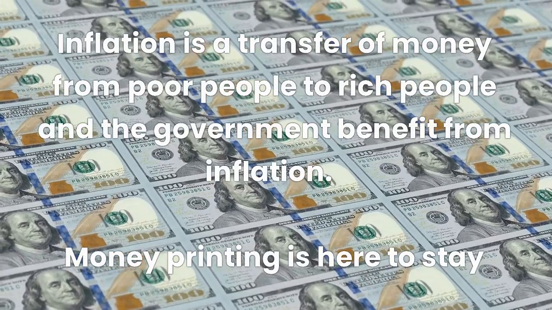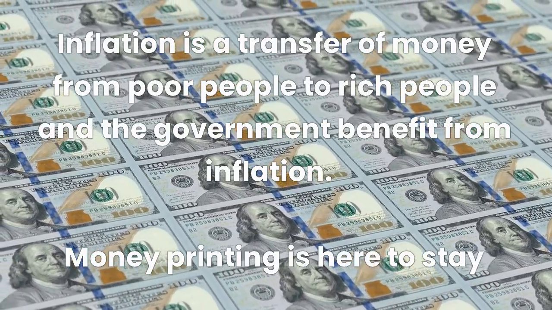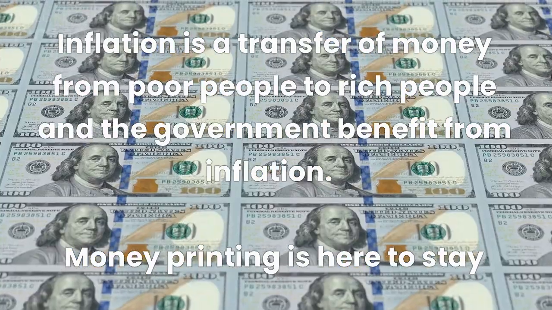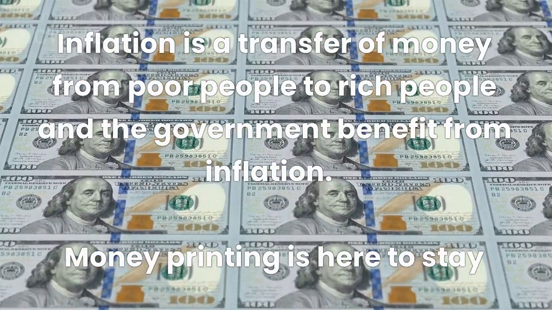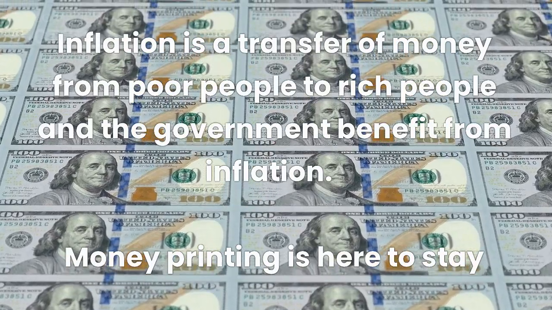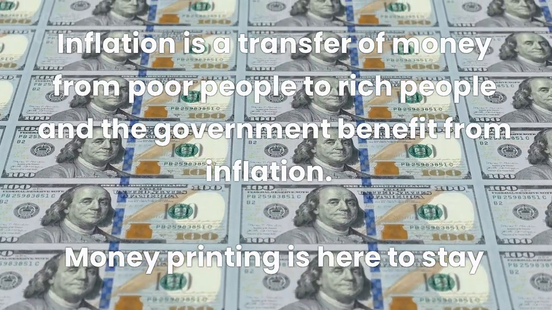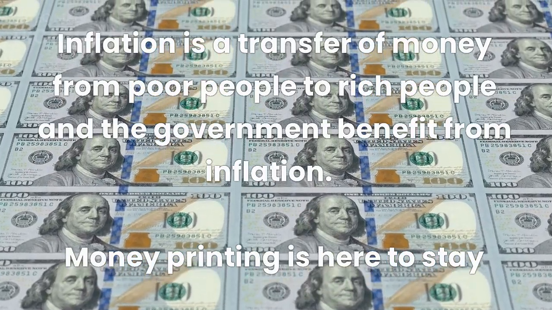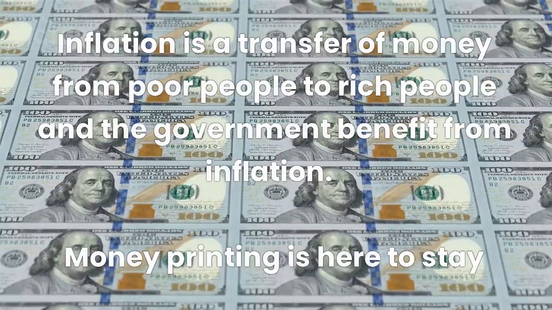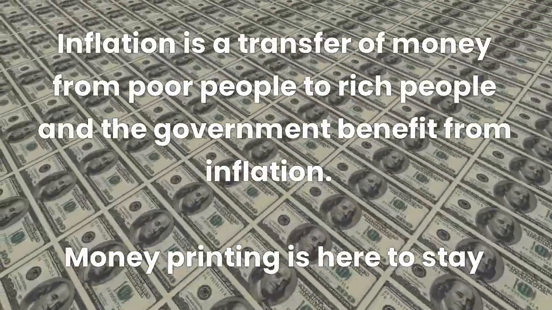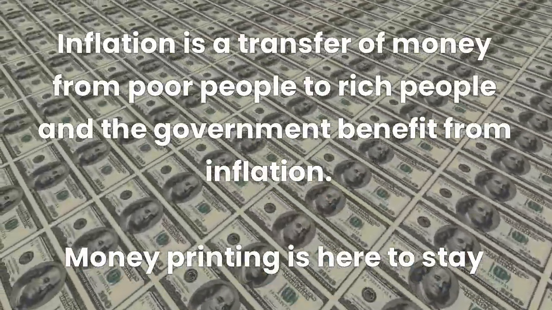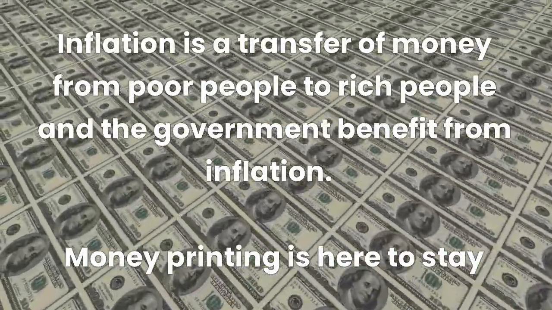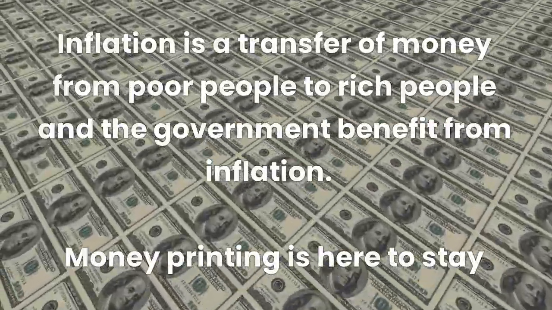Inflation is a transfer of money from poor people to rich people, and the government benefits from inflation. Money printing is here to stay. The poor are hit hardest by inflation, as it reduces their purchasing power, increases the cost of borrowing, reduces the value of wages, increases the cost of living, reduces their ability to save money, and reduces their access to credit. Ultimately, this can perpetuate a cycle of poverty and inequality, as the rich continue to accumulate more and more wealth, while the poor struggle to make ends meet.